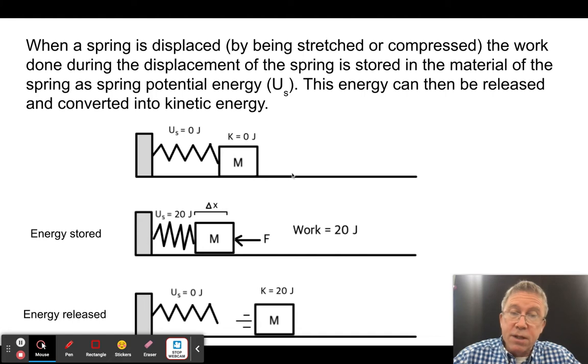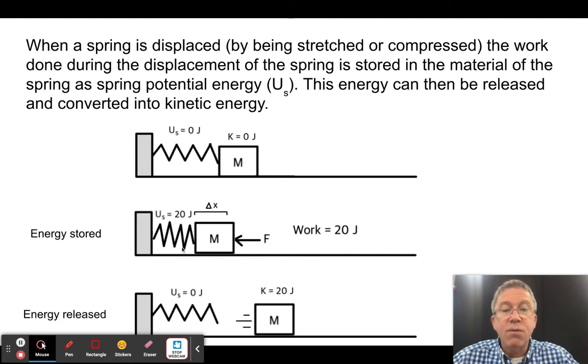But I'm going to do work on the system. I'm going to apply a force across a distance, and I'm going to do 20 joules worth of work in doing so. Now, remember, work is energy added to or taken out of a system. In this case, I added it to the system, but this doesn't have any kinetic energy. After I finish pushing, it's not moving. So where is that mechanical energy? It is in the form of spring energy, Us, spring potential energy. And since I did 20 joules worth of work, it now has 20 joules worth of spring potential energy.